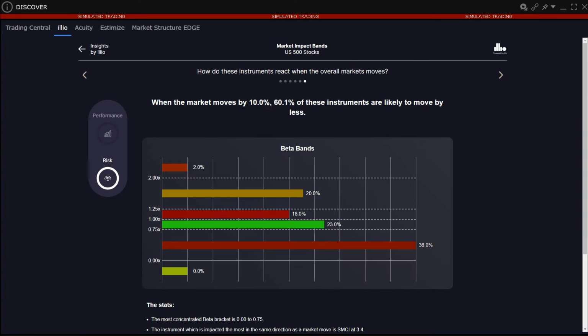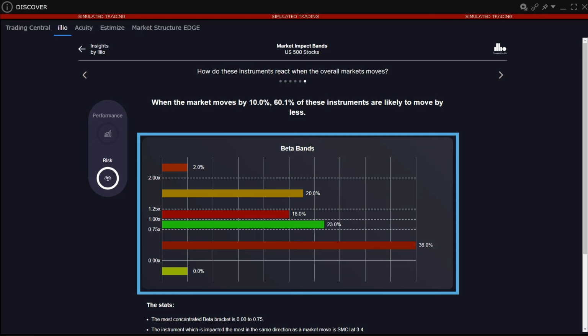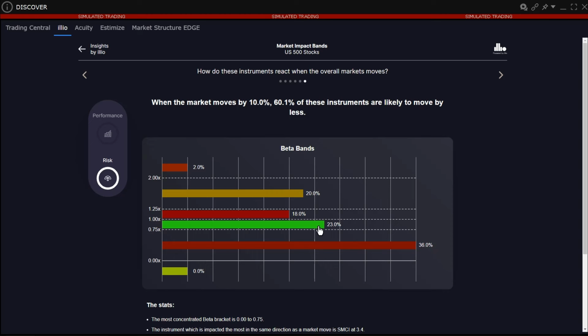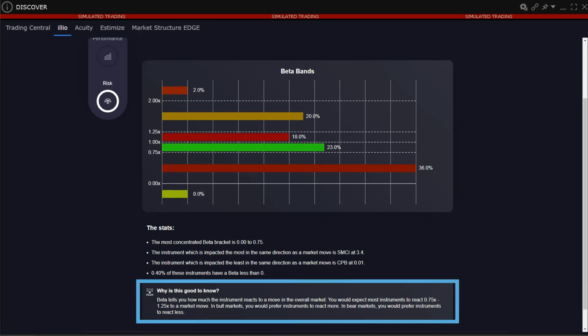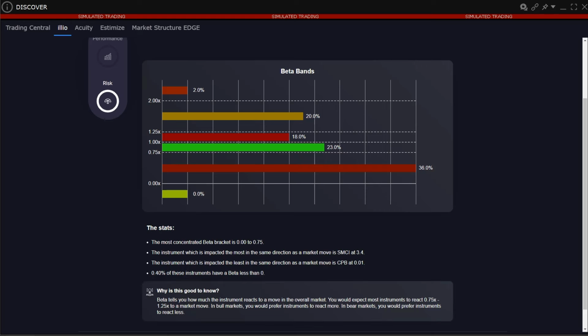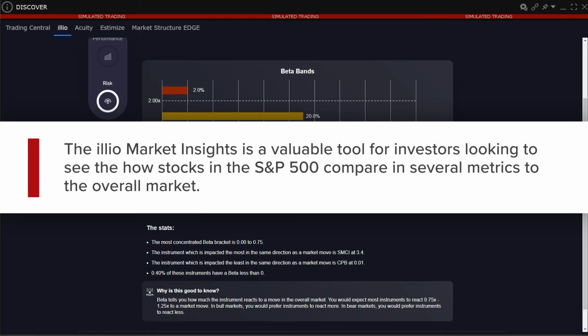The Market Impact Bands page shows how the S&P 500 stocks react when the overall market moves. The bar chart shows a breakdown of the beta bracket, and hovering the cursor over each bar shows the beta impact for each stock. Below the chart are statistics followed by an explanation on why the information on this page is useful. Beta tells the investor how much the instrument reacts to moves in the overall market. Illio Market Insights is a valuable tool for investors looking to see how stocks in the S&P 500 compare in several metrics relative to the overall market.